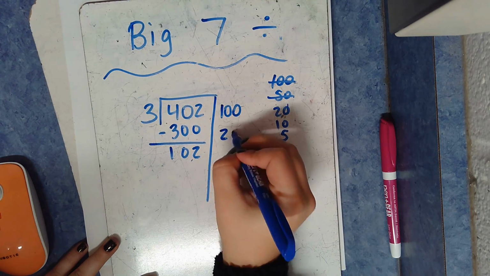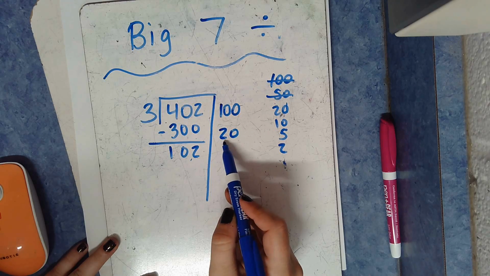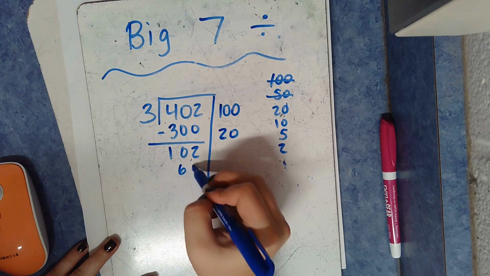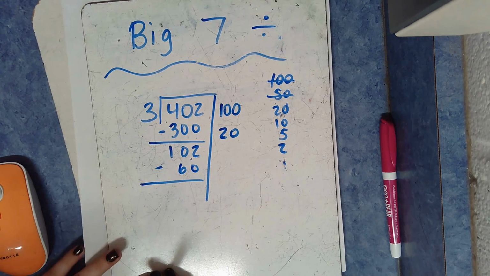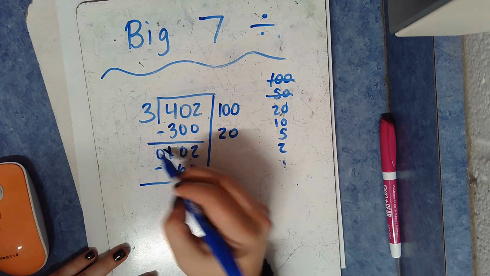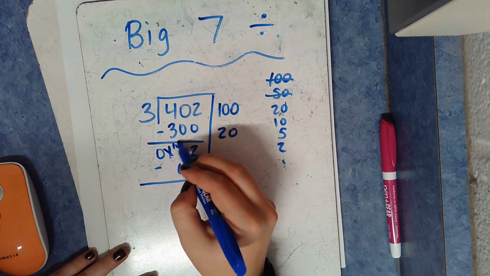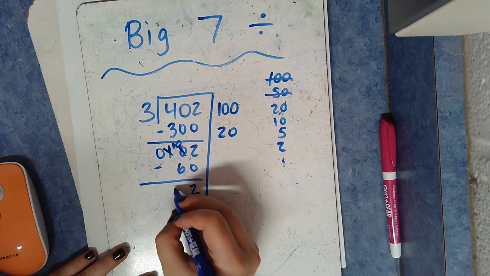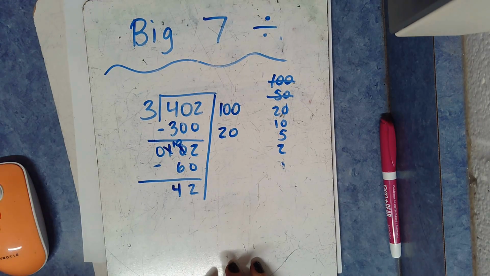We're going to put a 20 over here. 3 times 2 is 6, and add a 0. So that is going to be 102 minus 60. So 2 minus 0 is 2. I have to borrow or regroup. This turns into 10. 10 minus 6 is 4, so I'm left with 42.